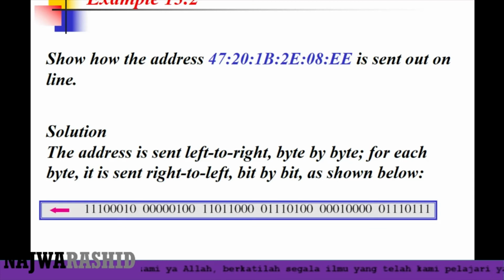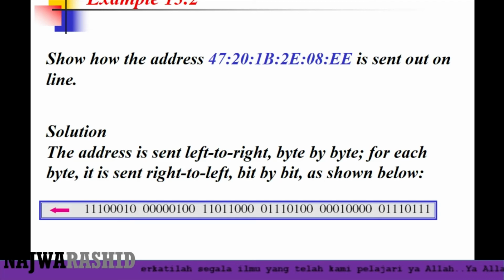Okay, the next one. Show how the address 47:20:1B:2E:08:EE is sent out on the line. How is the process of sending out done? For the process of sending out, first you need to convert all the digits into binary numbers. From 47:20:1B:2E:08:EE, convert into binary numbers.